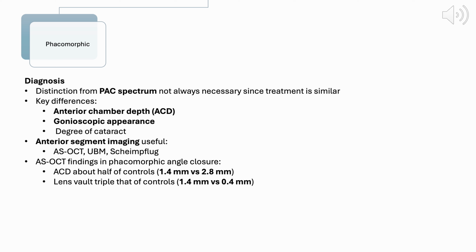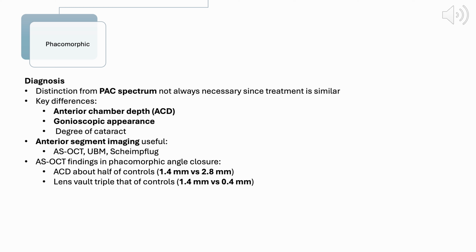Let's talk about diagnosis of phacomorphic angle closure. Distinguishing phacomorphic from the primary angle closure spectrum is not always essential, since the treatment approaches are generally similar. However, there are a few key differences worth highlighting. These include the anterior chamber depth, the appearance on gonioscopy, and the overall degree of cataract present. Anterior segment imaging is especially helpful in these cases.